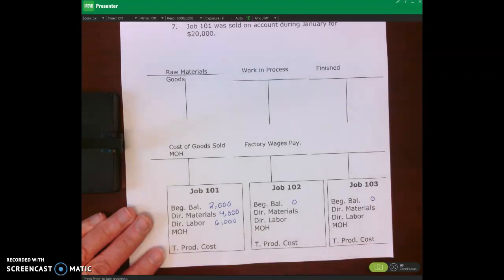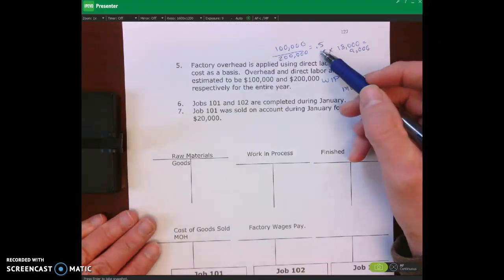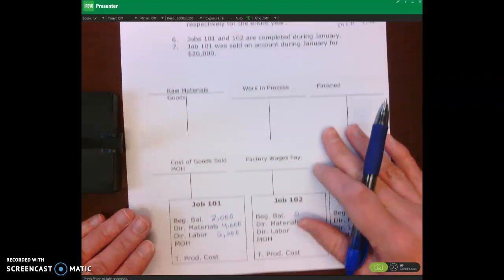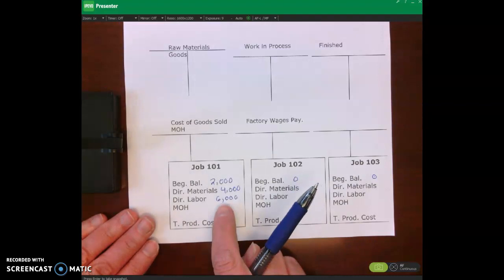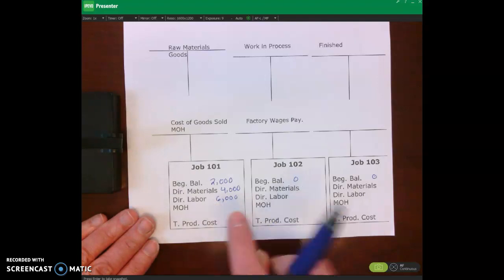So the question becomes, how much overhead does job 101 get? How do we figure that out? By looking at our rate. Our rate is 50 cents of overhead for every direct labor dollar. How much direct labor dollars did job 101 have? 6,000. That's 3,000 is how much overhead they had. I got ahead of myself. 6,000 in direct labor.